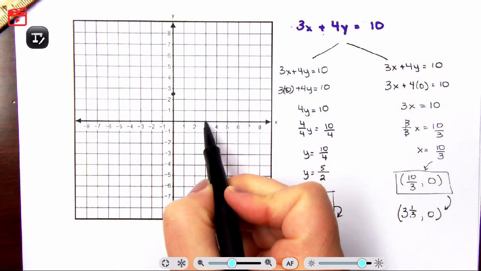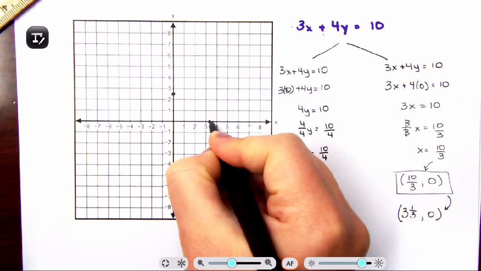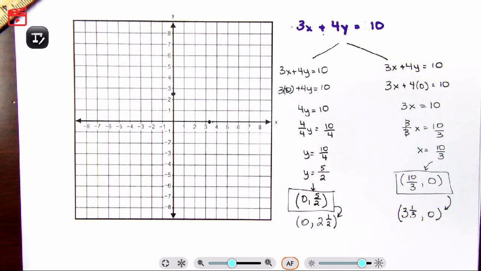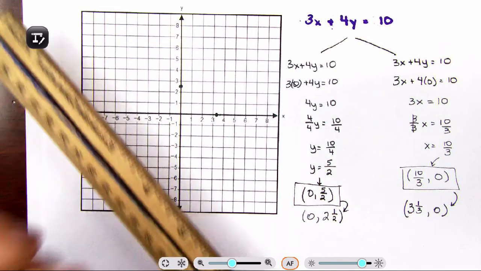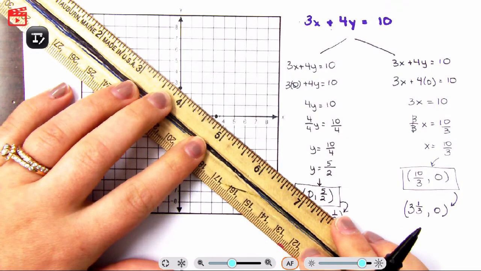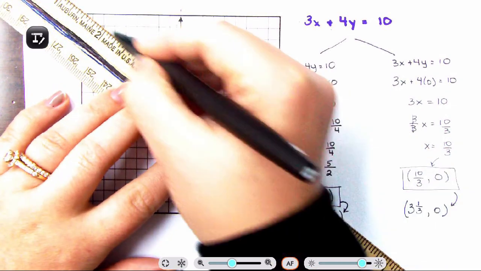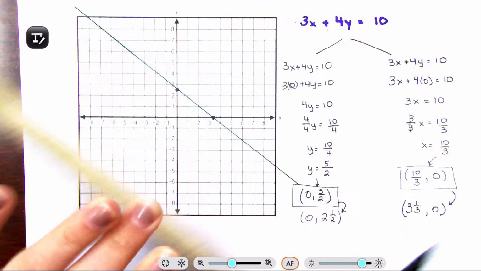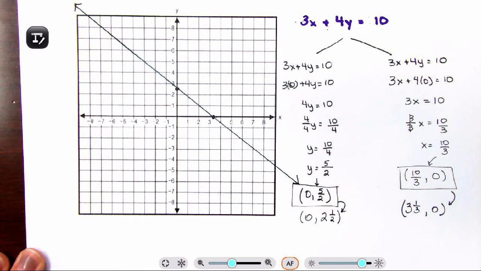So I have 3, and let's approximate. So 3 and 1/3 is going to be around here-ish. Now you don't have to be exact. You just need to be within the range of correctness when you're graphing fractions. So here you go. Connect them. You have your x-intercept, you have your y-intercept. Make sure your line is extended and make sure you have arrows on both.